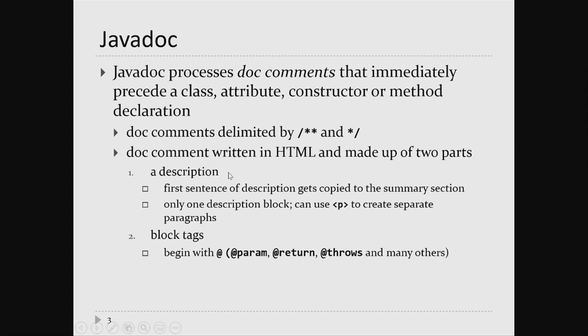So that's the description. That's all the description of what the class, field, method, or constructor is supposed to do. But then, in addition to that, you can describe what parameters the constructor or method has, what the method returns, and what exceptions might be thrown by the constructor or method. These are called block tags. There's actually a bunch of other ones, but those are the only ones we care about for now.